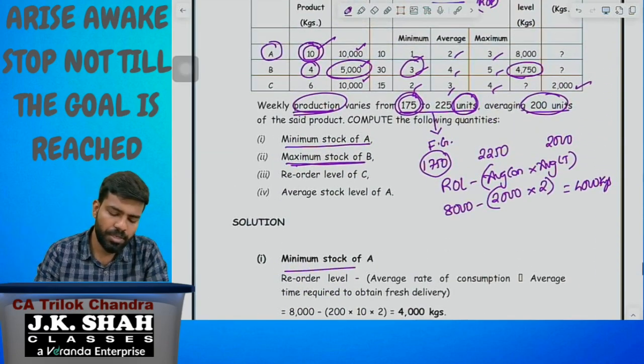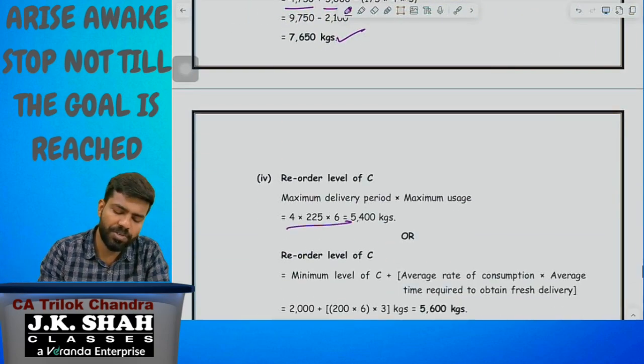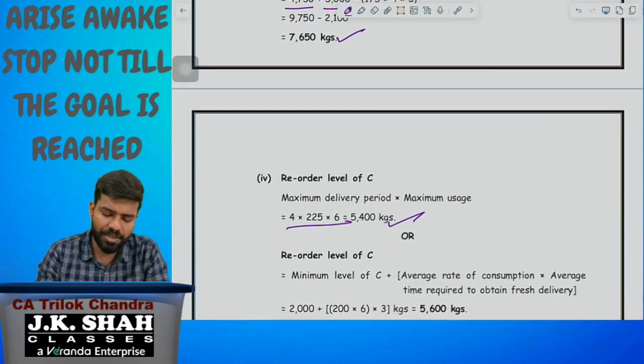Okay, next. Reorder level of C. How to calculate reorder level? Maximum consumption into maximum lead time. What is the maximum consumption? 225 units into 6 into maximum lead time is 4. Look at here. 225 into 6, 4. 5400 kgs.